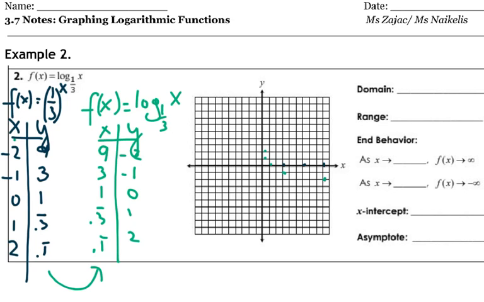I can take all of the domain values with x greater than 0. The range can be all of my y values, so it's all real numbers. Now as x is getting closer to 0, f of x is getting closer to positive infinity. As x is going to infinity, f of x is going to negative infinity. The x-intercept I have here is (1, 0), and the asymptote is going to be x equals 0. Right here, my dashed line.